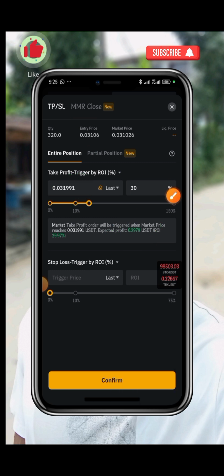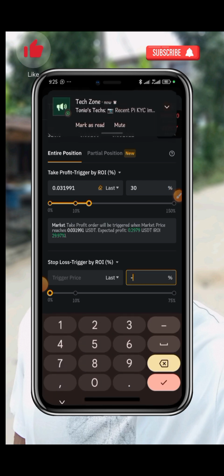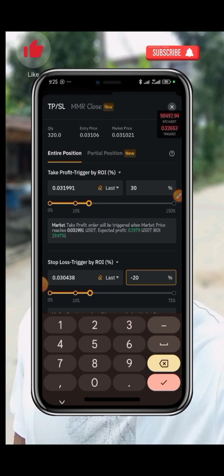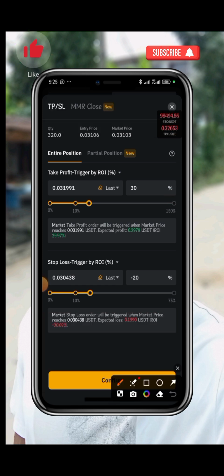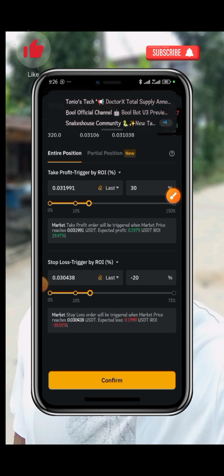Now, if you are asked to set your SL at 20%, that's 20% losses, you just put 20 in that box. When you put 20, it will automatically calculate everything for you. This is what you'll be losing from your $1, 0.1990. That's approximately $0.2, which is 20% of your capital that you used to enter the trade. And then you click on confirm. Once you click on confirm, you're good to go.